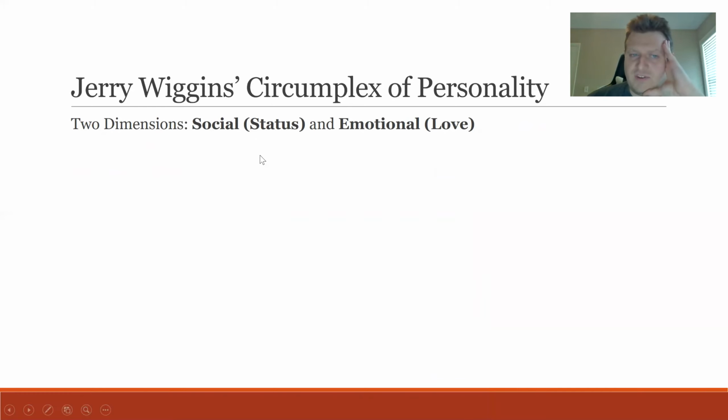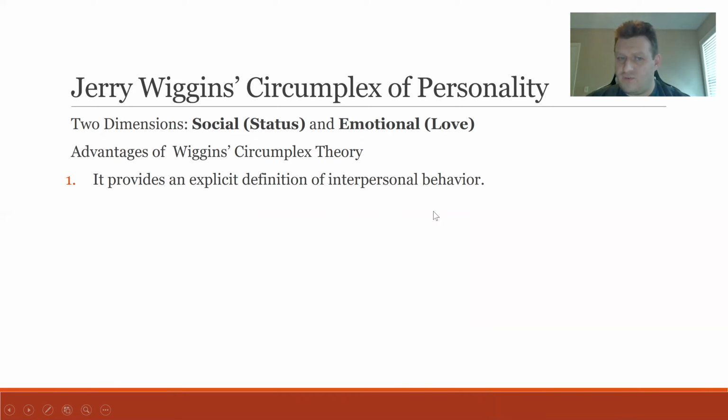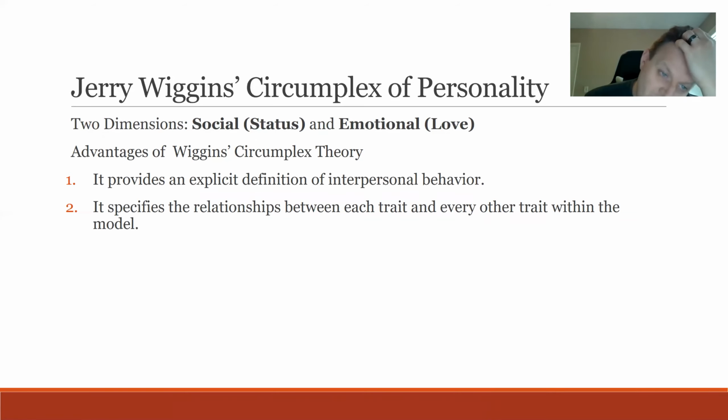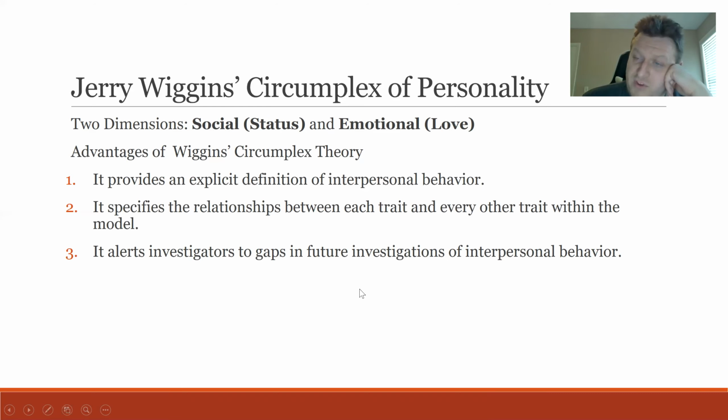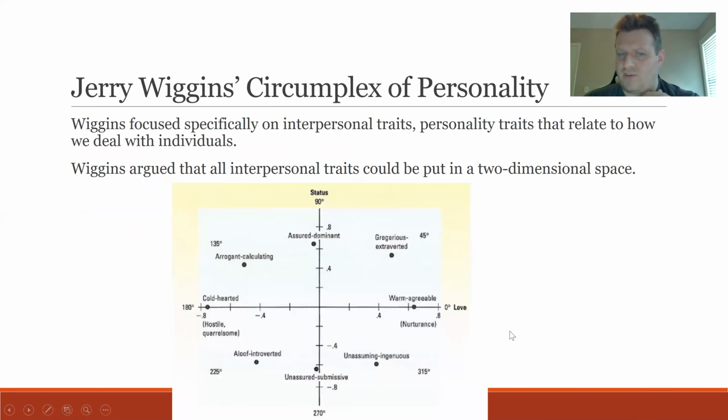So again, two major dimensions, that of a social status dimension, that of an emotional dimension, that of love. And some advantages are that we can have an explicit definition of interpersonal behavior. Okay, we can say that someone's behaving this much on the love dimension, this much on the status dimension. We can look at the relationships between people and between traits by looking at their physical distance in the circumplex. The other thing is that if perhaps we're creating a personality test, we can look at which items we are not measuring, not examining, if we look at the circumplex. So perhaps we're asking questions about dominance and how extroverted someone is, but then we're missing this other side of the circumplex. So we can find out which kind of traits we are missing out on if we're creating a new personality assessment.